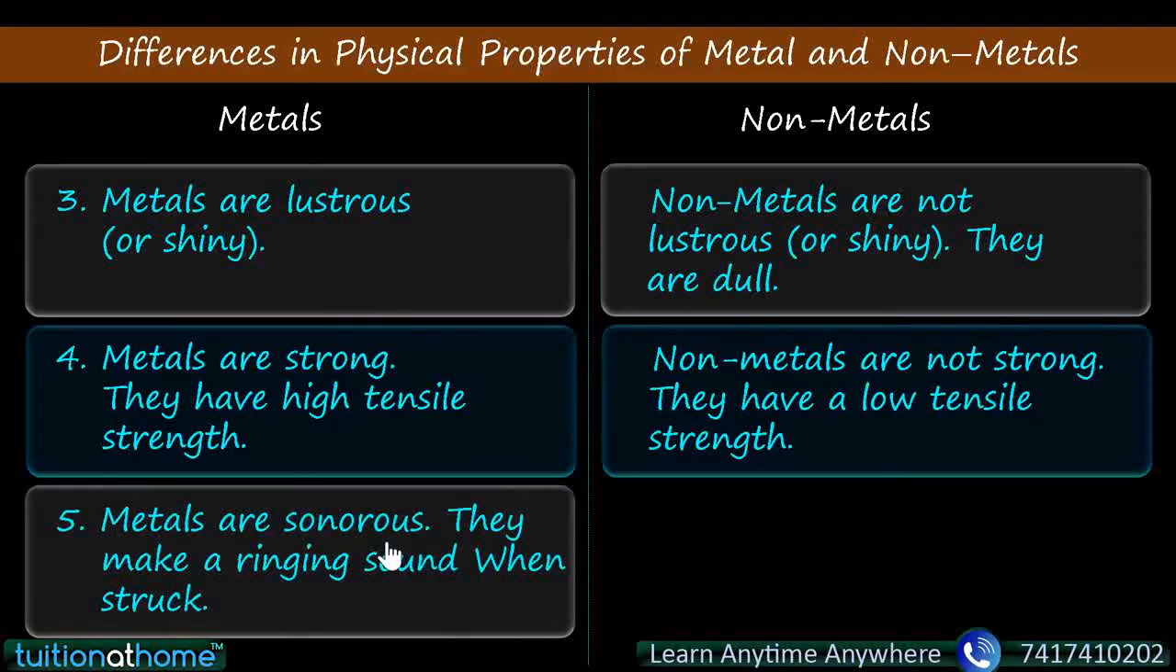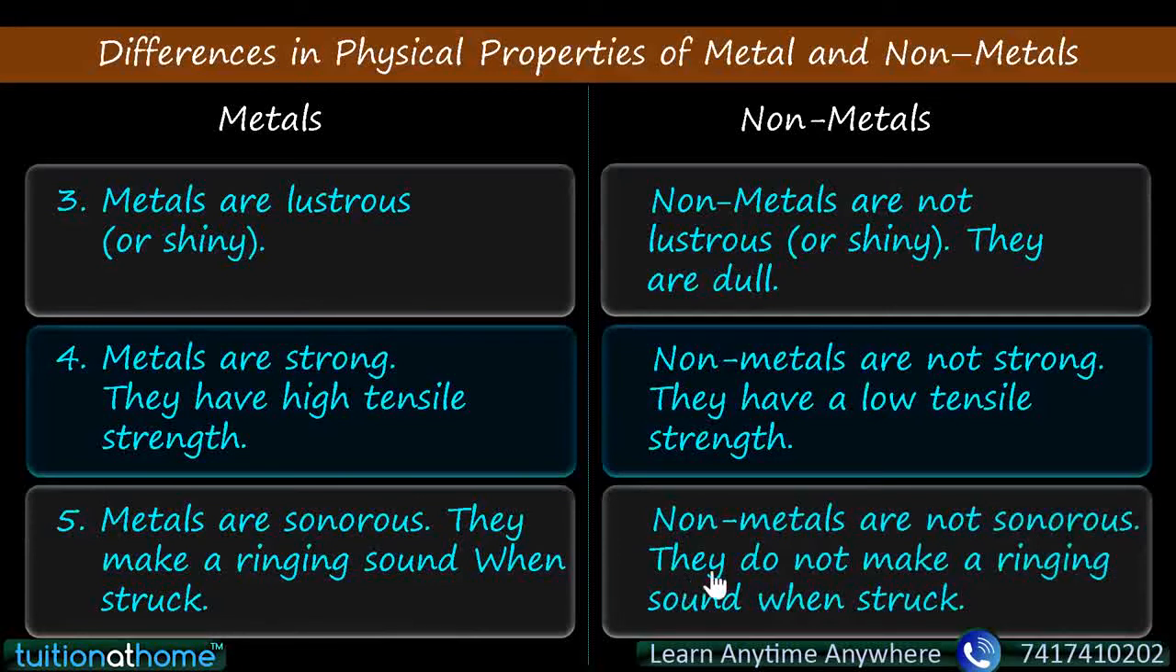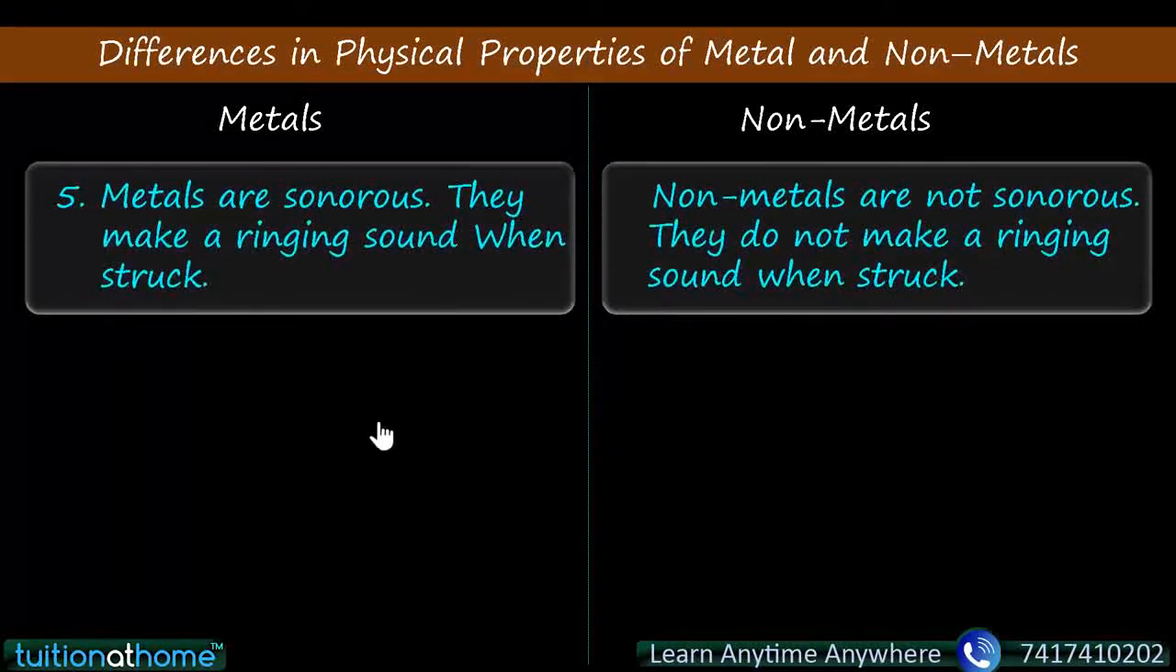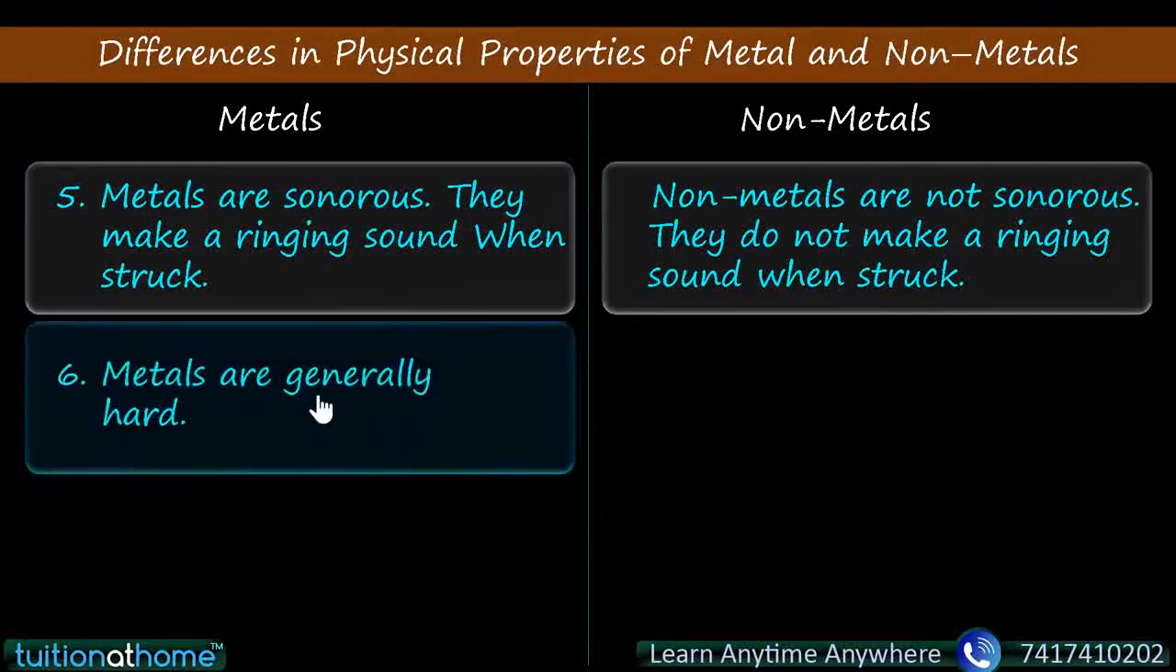Metals are sonorous. You remember the temple bell, right? Yes, so they make a ringing sound when struck. Then we have non-metals which are not sonorous. They do not make a ringing sound when you strike them. Okay? Next property: metals are generally hard. Like I told you, they are strong. We can say metals are generally hard.